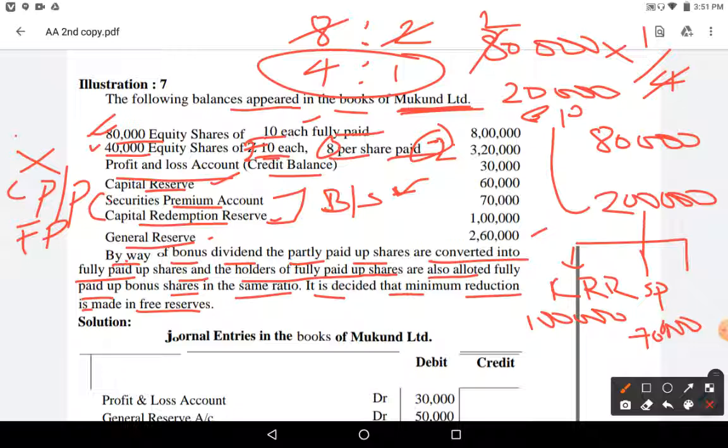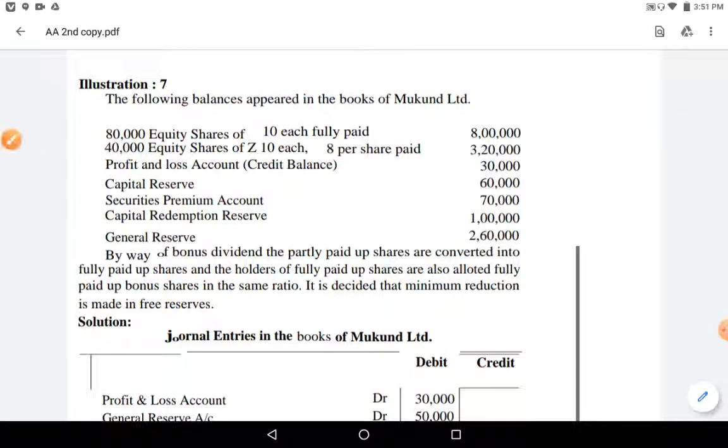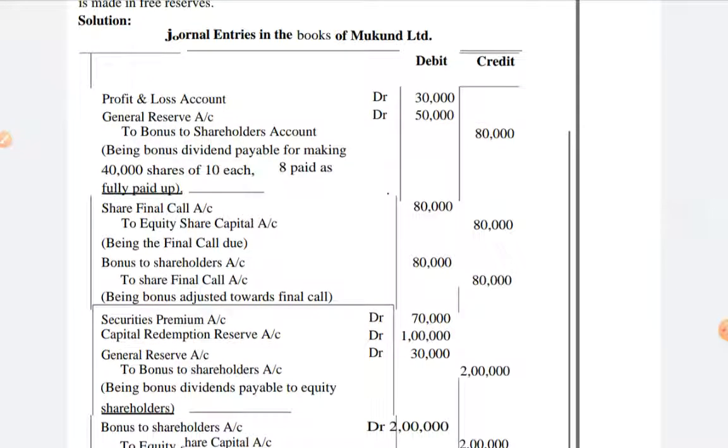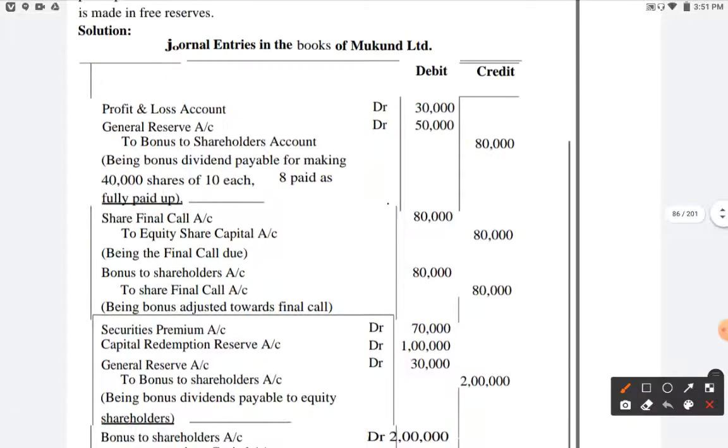Let us go for the general entries. For conversion, we require 80,000. For that you can use general reserve or P&L account. Okay. Let us see the illustration. General entries. So entire amount you can use from general reserve. He has used from P&L account 30,000. Remaining 50,000 general reserve they have taken.